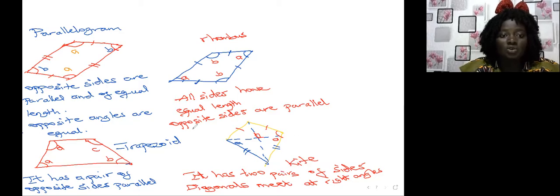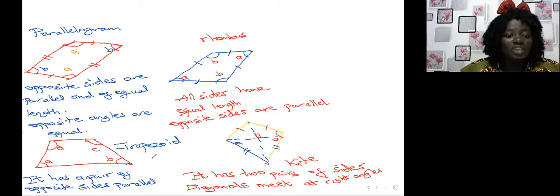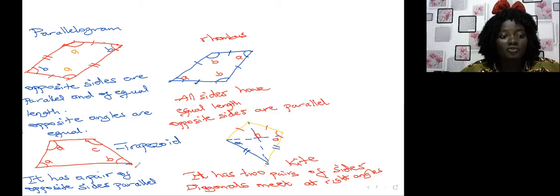Then we come to a rhombus. For the rhombus too, all sides are of equal length. Then opposite sides too are parallel. Then we come to a trapezoid. For the trapezoid, it has a pair of opposite sides to be parallel. This side and this side are parallel.